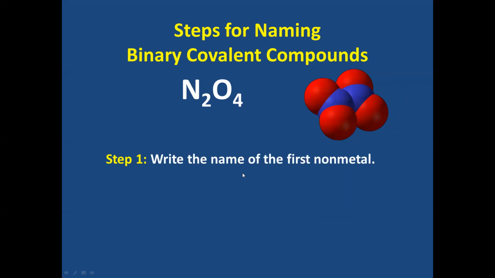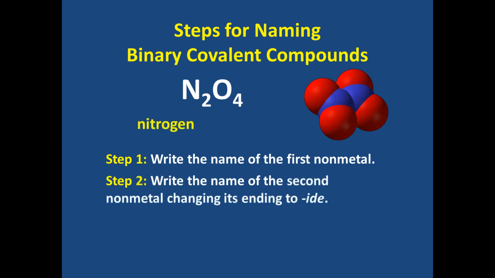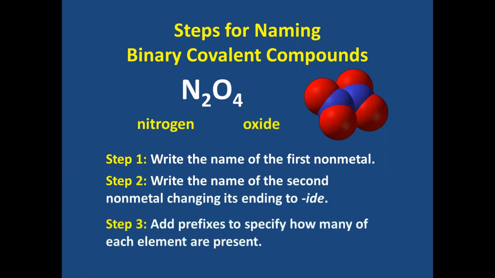Now, our steps for naming covalent compounds: first, we write the name of the first nonmetal, and then we add "ide" on the second nonmetal. Then we have to add prefixes to specify how many of each element are present. In this case, it's dinitrogen tetroxide.